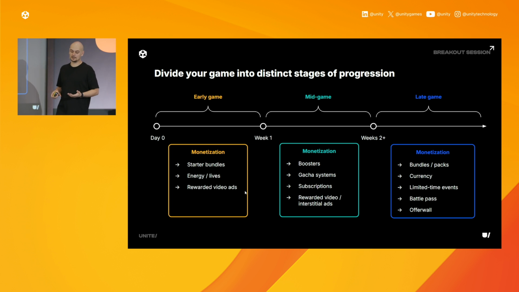And then you have your late game. Here, it's all about conversion and increasing complexity. Monetization revolves around time-limited events, season passes, and special bundles. And then the currency being a strong seller as progression becomes tougher and tougher.